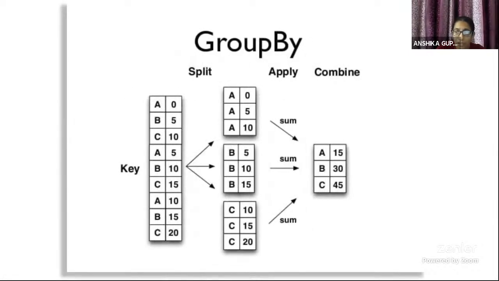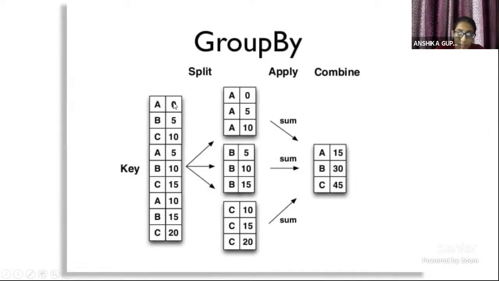Now, what happens if we do the same structure with group by? For group by, we split, then apply, and combine. This is the key value, and this is the splitting part. In the key value, we split up to combining: A is classified, B is classified, and C is classified. All the function we have split.